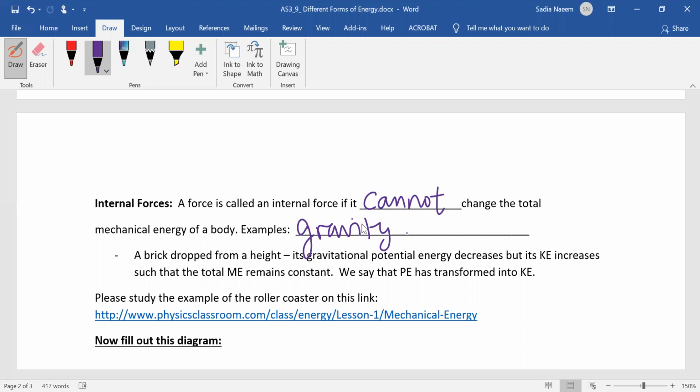All right. So I mentioned this in words: a brick dropped from a height, its gravitational potential energy decreases, but its kinetic energy increases such that the total mechanical energy remains constant. We say that potential energy has transformed into kinetic energy.